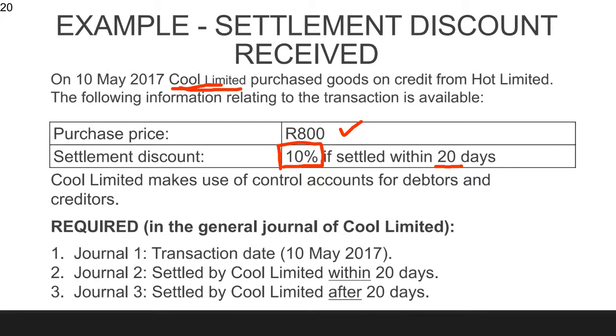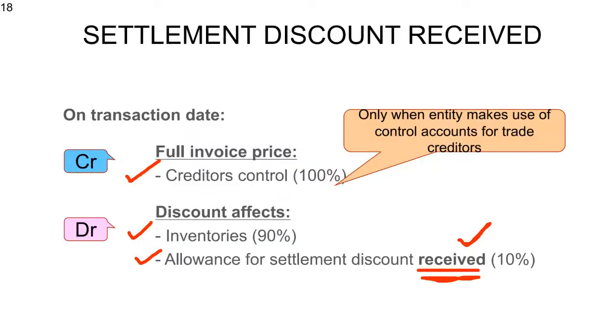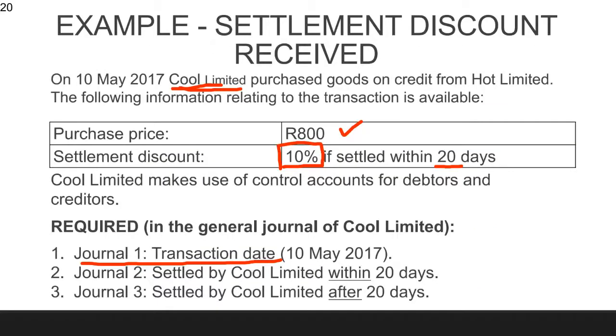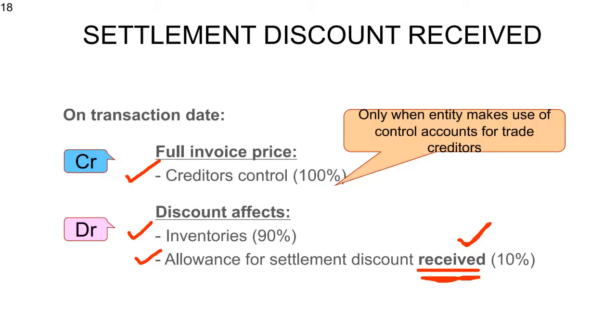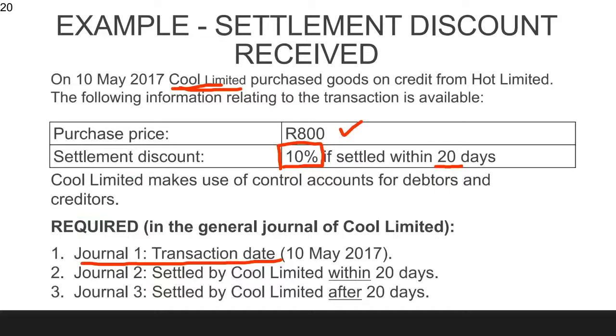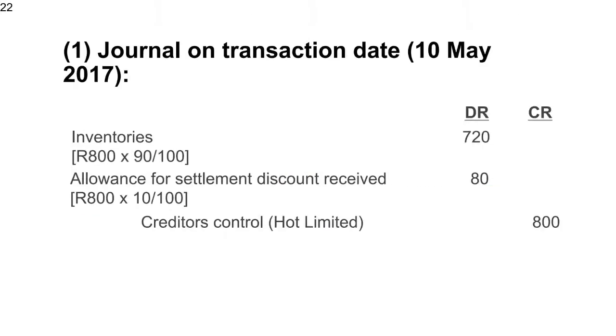So what is the journal entry going to look like on the transaction date? What is the journal entry? Remember, let's look back at this one here. We know that we want the creditor to be at 100%. So 100% of this transaction would be 800 Rand, right? Let's go back to our slide. The inventory needs to be at the amount less the discount, right? So we want the inventory to be at 800 times 90%, right? And then finally, we're going to create this allowance for settlement discount received. So let's have a look at that.